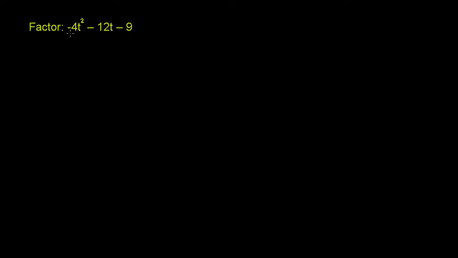We need to factor negative 4t squared minus 12t minus 9. And a good place to start is to ask, are there any common factors for all of these terms? When you look at them, these first two are divisible by 4. These last two are divisible by 3. But not all of them are divisible by any one number. Well, you could factor out a negative 1.